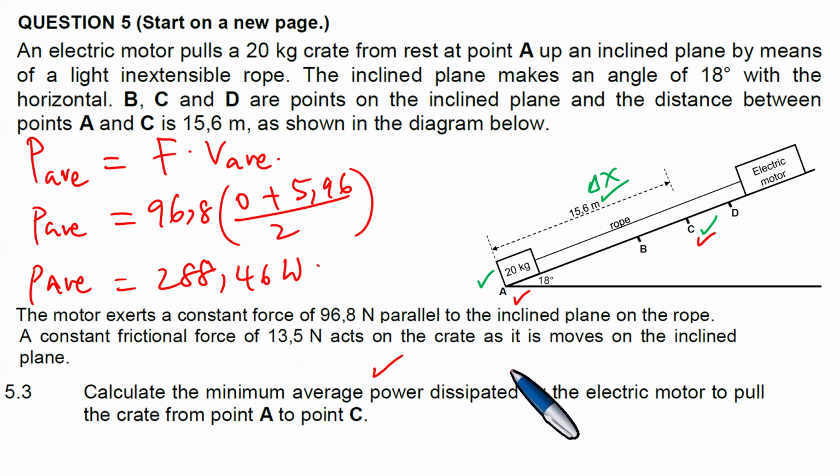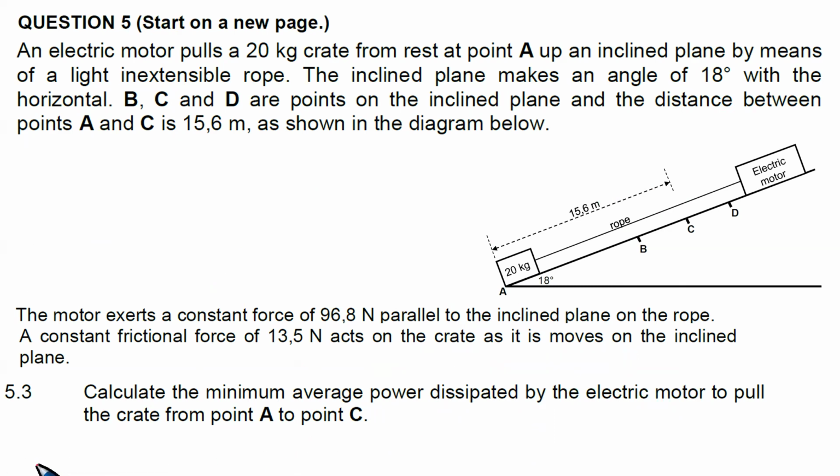There are a couple of ways to do this particular question, but this is surely the easiest way to do it. So the minimum average power dissipated by the electric motor to pull the crate from A to C is the average power, which is 288,46 watts. Okay.